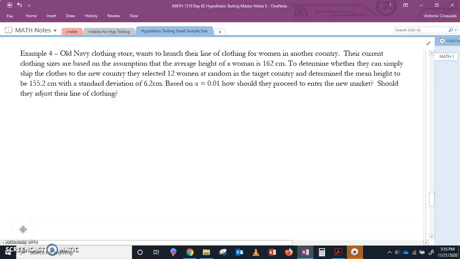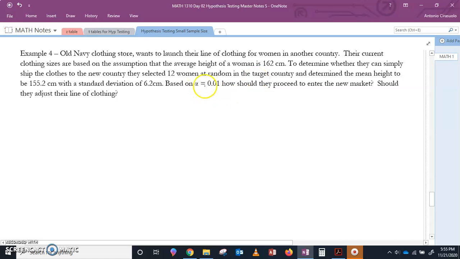Old Navy clothing store wants to launch their line of clothing for women in another country. Their current clothing sizes are based on the assumption that the average height of a woman is 162 centimeters. To determine whether they can simply ship the clothes to the new country, they selected 12 women at random in the target country and determined the mean height to be 155.2 centimeters, with a standard deviation of 6.2 centimeters.